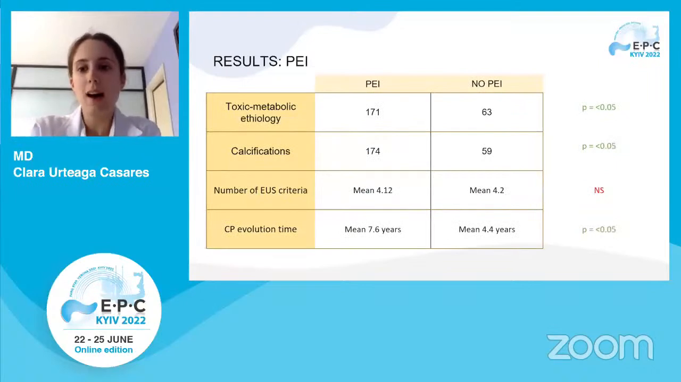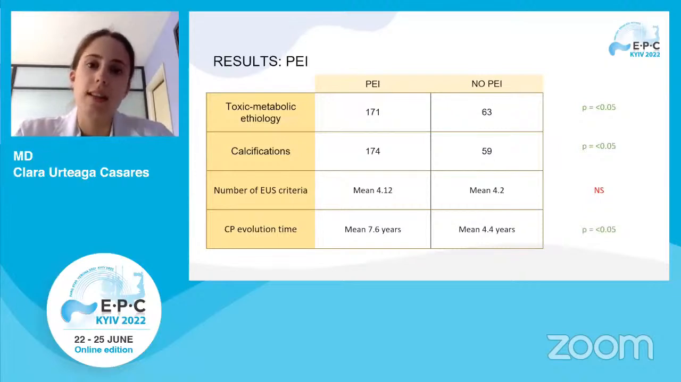When we look at how different factors of chronic pancreatitis influenced PEI, we can see that there was a positive association between toxic metabolic etiology and the presence of calcification. However, we did not find an association between the number of endoscopic criteria and the presence of PEI. If we think of how the disease develops, we found something that is logical, as we saw that those patients that had a longer CP evolution time had more presence of PEI.